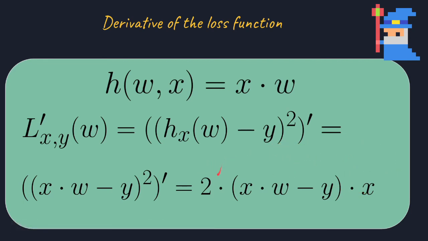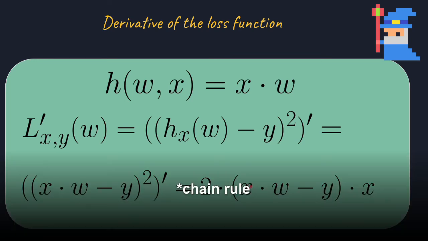This is what it turns out to be. So the 2 hops out front, then the exponent gets subtracted by 1, so it's 1, so we can leave it. And then because of the chain rule, the x hops out.